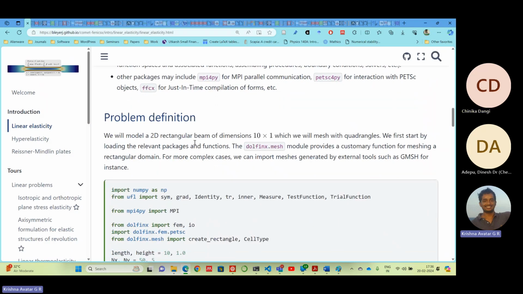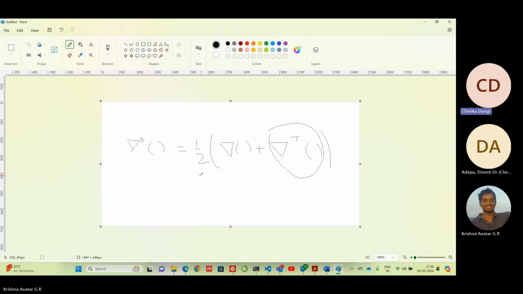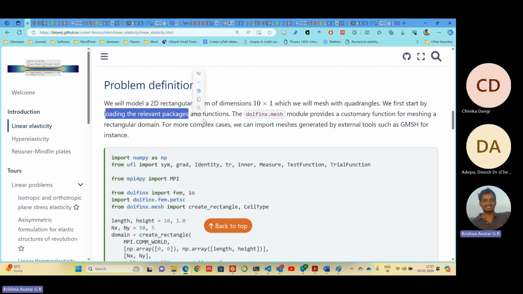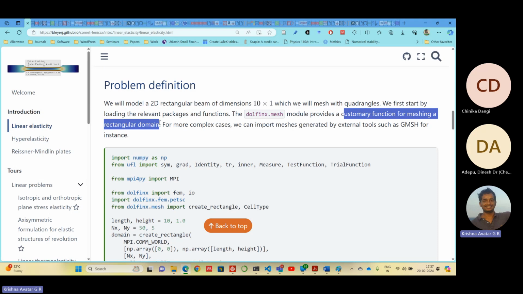So for this problem, we take a 2D rectangular beam of dimensions 10 by 1, which we will mesh with quadrangles. Quadrangles are just like this, as we very well know. Since this is a simple rectangular framework, we can use the simplest meshing. We'll first start by loading the relevant packages and functions, and dolfinx.mesh will provide a customary function for meshing a rectangular domain.